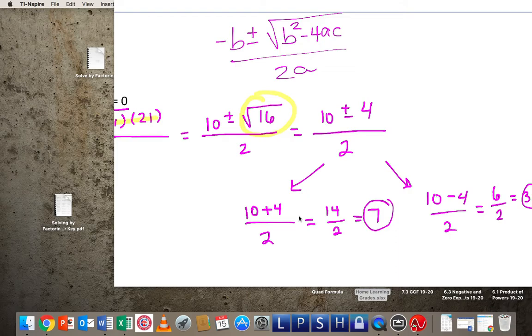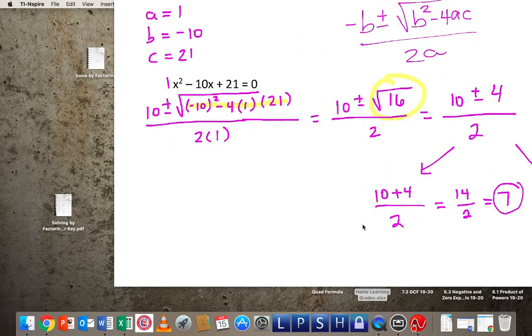Okay, so I know my two solutions, which means this parabola would cross the x-axis here at 3 and at 7. So the way we can write our answer is like this. My solutions in my brackets are 3 and 7. Which means our parabola crosses the x-axis at 3 and then again at 7. It has two solutions.